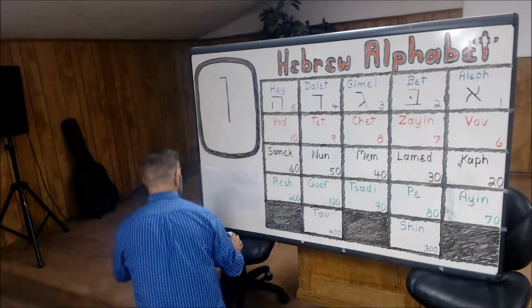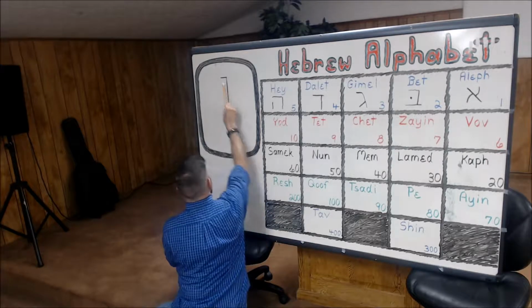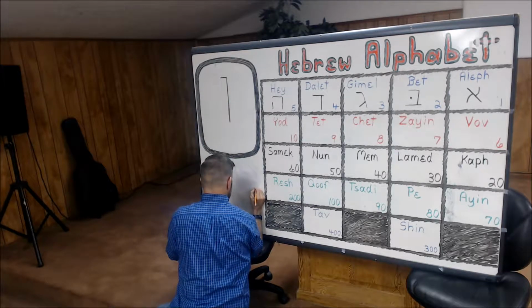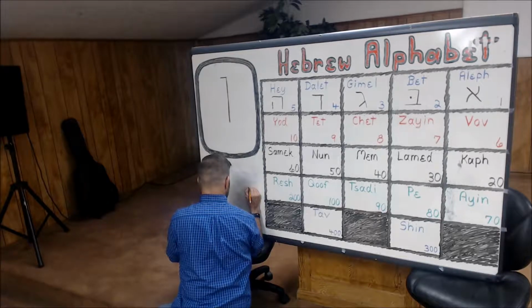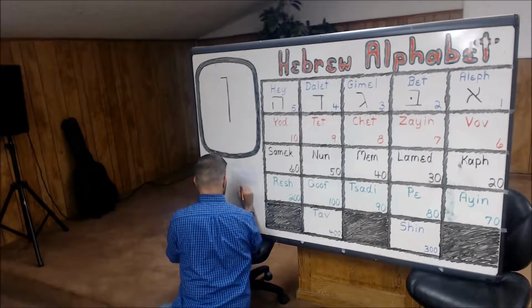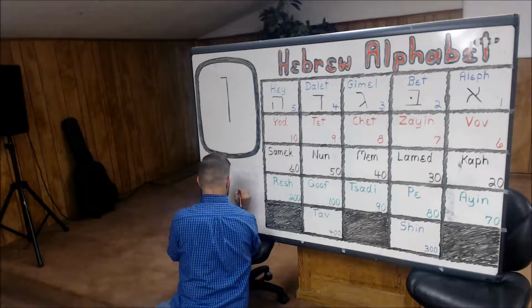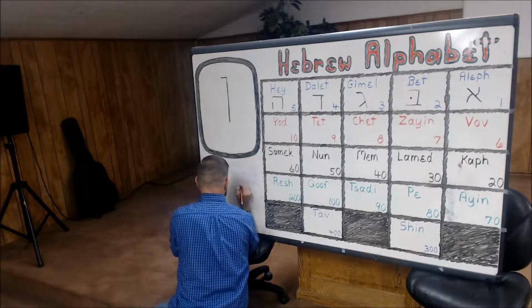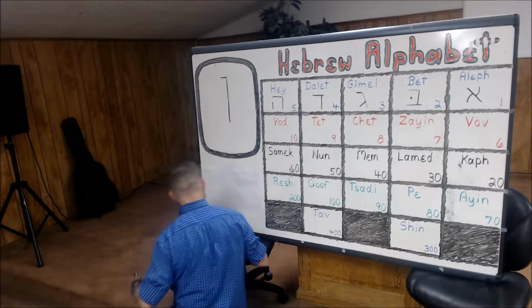Okay, everybody write down the Vav. And don't make that little thing on the side that comes off like this too big. Six. What's the numerical value of olive? One. What's the numerical value of bet? Two. Numerical value of dalet? Four. Numerical value of gimel? Three. Oh, you guys are too good. Numerical value of hay? Five. Everybody finished? Yes. Okay.